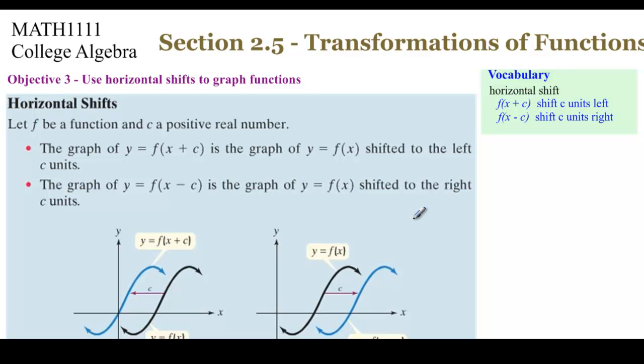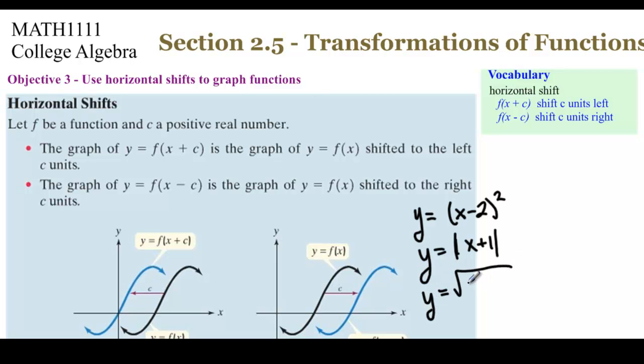So if we have something like y equals x minus 2 squared, or y equals the absolute value of x plus 1, or y equals the square root of x minus 2. All of these are with the x. So in this parabola, or in the x squared, instead of being x squared, it's x minus 2 squared. So that minus 2 is with the x, it's in the parentheses. Here, the x plus 1, that plus 1 is within the absolute value bars. And here, the x minus 2, that minus 2 is underneath the radical.